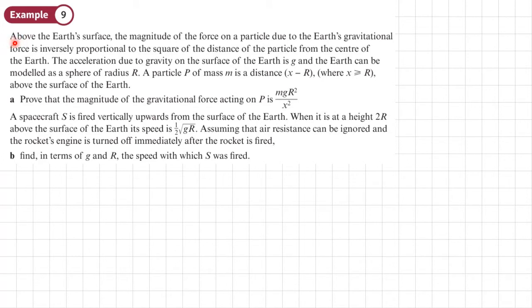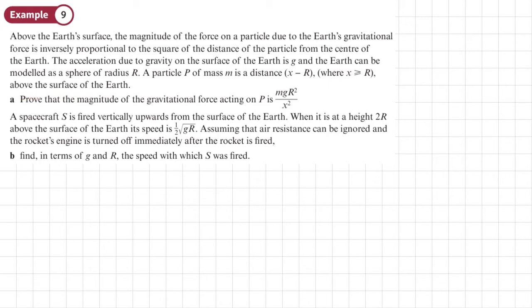Example 9. Above the Earth's surface, the magnitude of the force on a particle due to the Earth's gravitational force is inversely proportional to the square of the distance of the particle from the centre of the Earth. The acceleration due to gravity on the surface of the Earth is g, and the Earth can be modelled as a sphere of radius r. A particle P of mass m has a distance x minus r, where x is greater than or equal to r, above the Earth's surface.